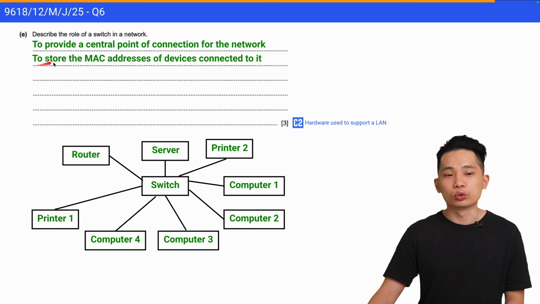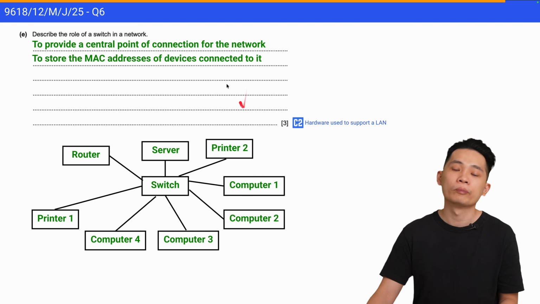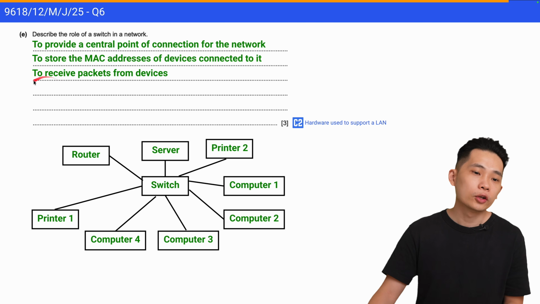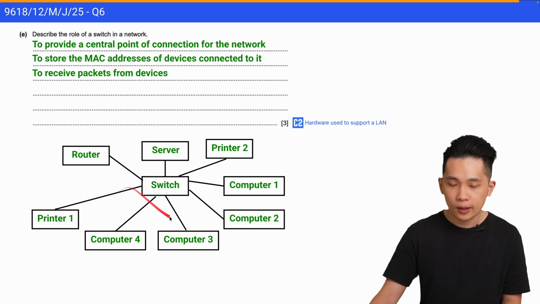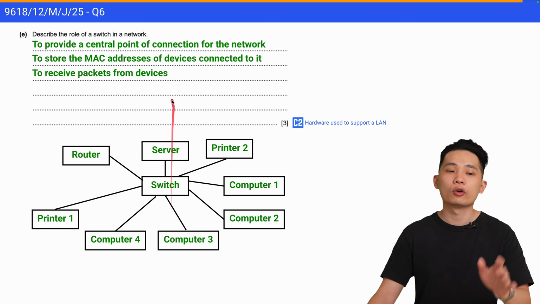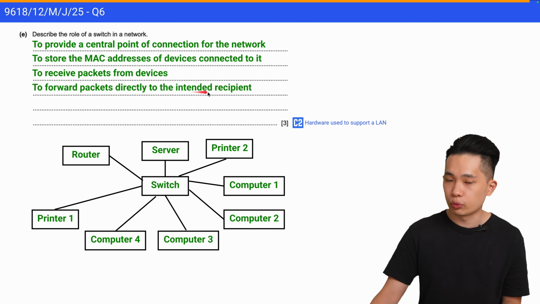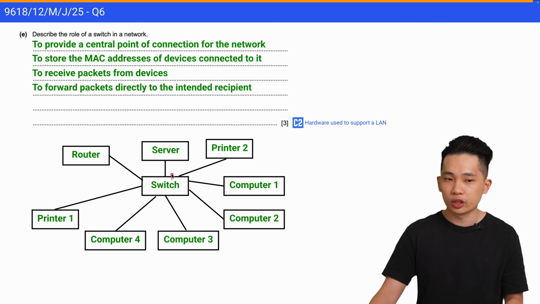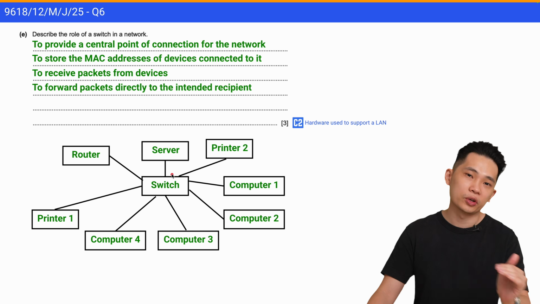And next, to store the MAC addresses of devices connected to it. So this is the typical function of a switch here. And then to get the last point, we can write: to receive packets from devices. So this switch will always receive packets from different devices here. And finally, to close it off, we can also write: to forward packets directly to the intended recipients. So this switch will receive packets and also forward packets to the right recipient.